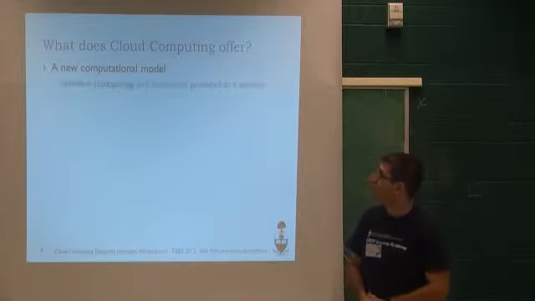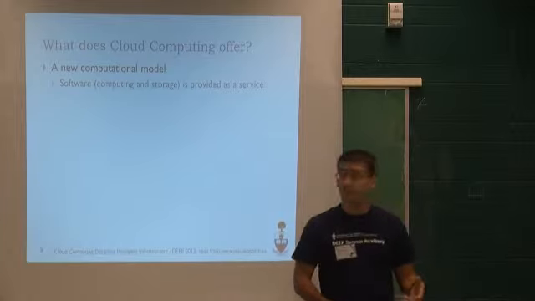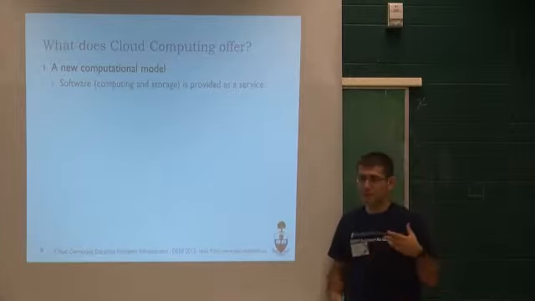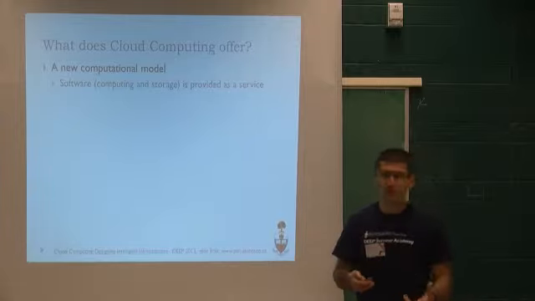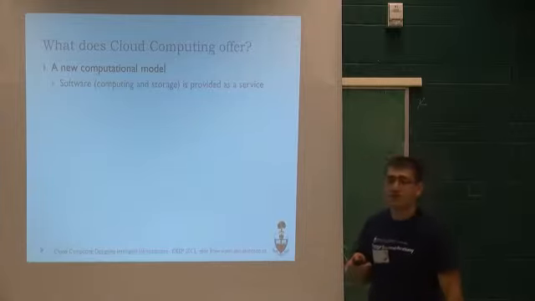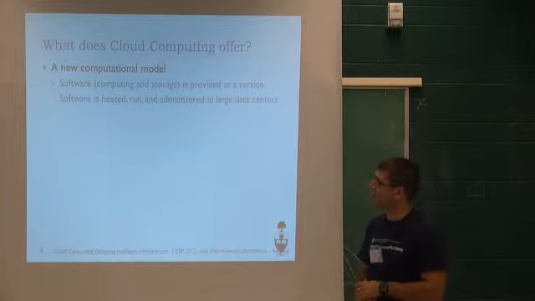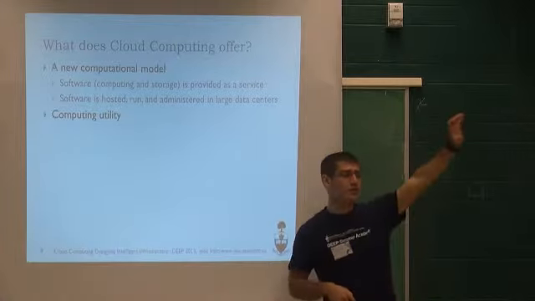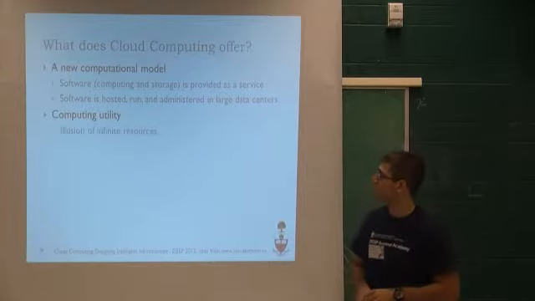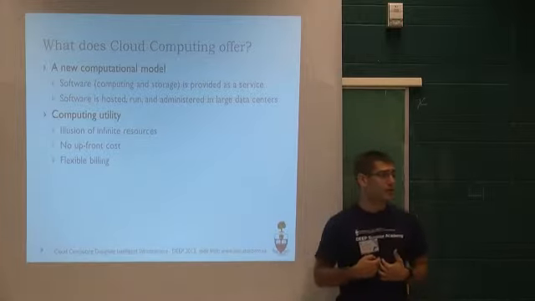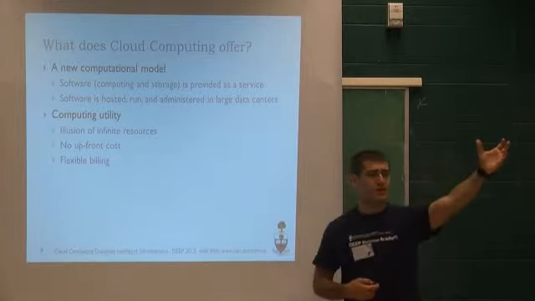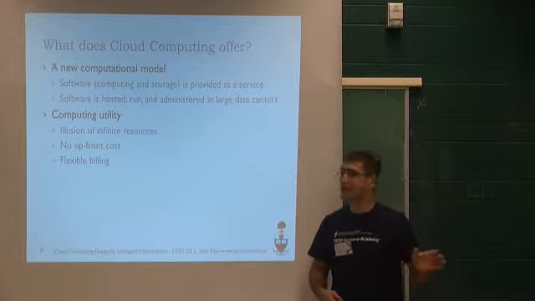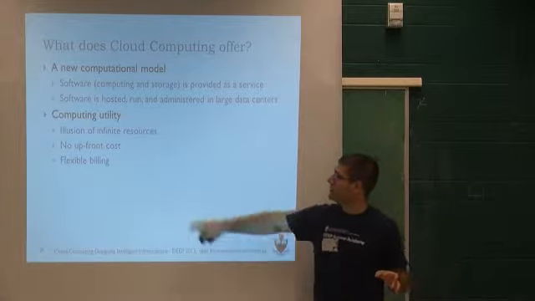Okay, so what does cloud computing offer? Cloud computing offers a new computational model. Some of the different ways that cloud computing works: first, you have software. So computing and storage is provided at servers. Software is hosted, run, and administered in a large data center. So all of that is running somewhere else, and you just receive the output of it. From your perspective, you're running everything there. You're not using your own resources, but you feel like you have unlimited resources. Okay? So, the illusion of infinite resources.